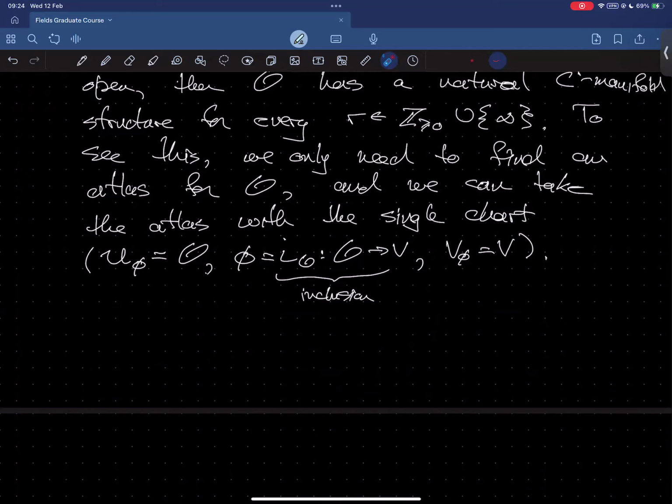All right, so then I should verify that if I take the atlas defined by this single chart, that is an atlas. Well, what do I have to do? I have to verify that the charts from the atlas cover O. Well, that's certainly true because the only chart has domain equal to O.